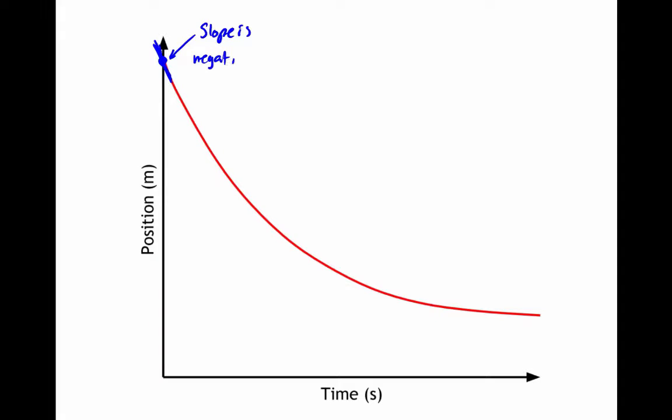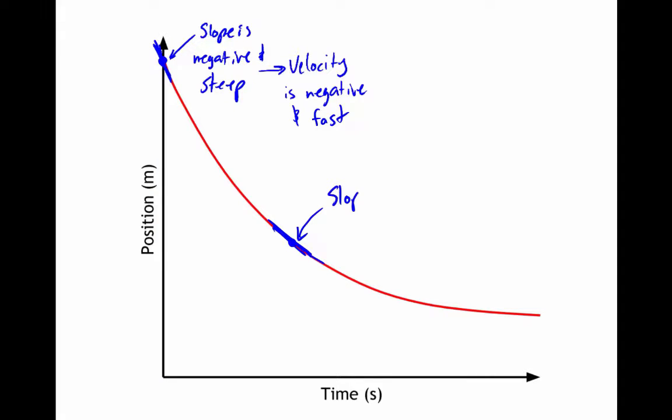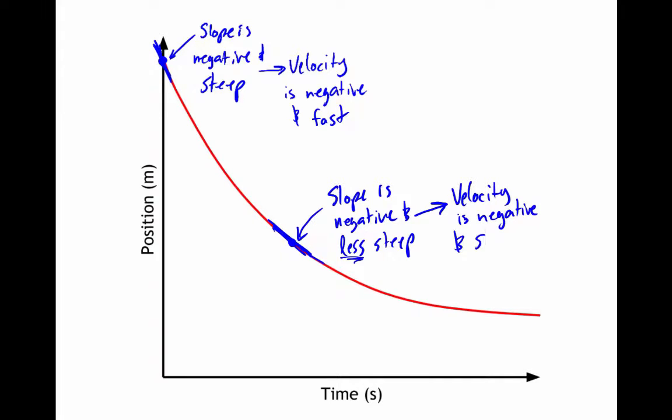Looking at the first point, I see that the slope is negative and very steep. That means that my velocity must be negative and also very fast. Looking as we go on, my slope is still negative here at a point halfway through, like we would expect, except it's less steep than it was before. So my velocity must be negative and slower.